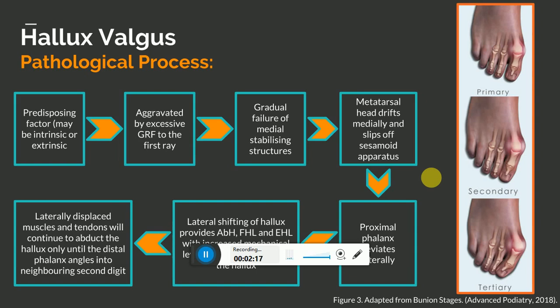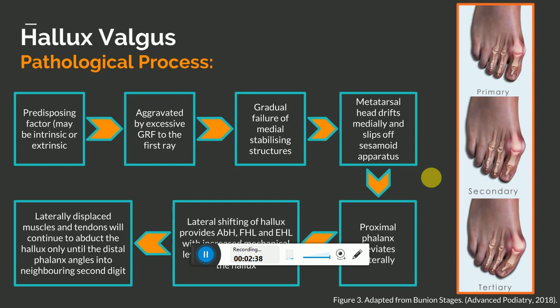Increased ground reaction forces beneath the first MTPJ gradually cause the first metatarsal head to drift medially and slip off the sesamoid apparatus, where it becomes subluxed on the fixed hallux, but still attached to structures including the deep transverse ligament via the plantar plate and the abductor hallucis tendon.